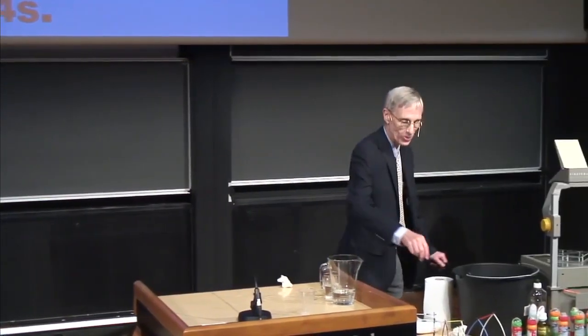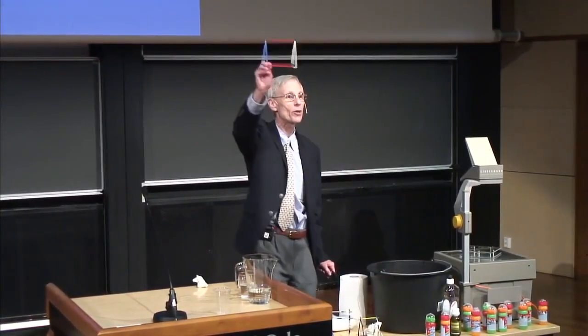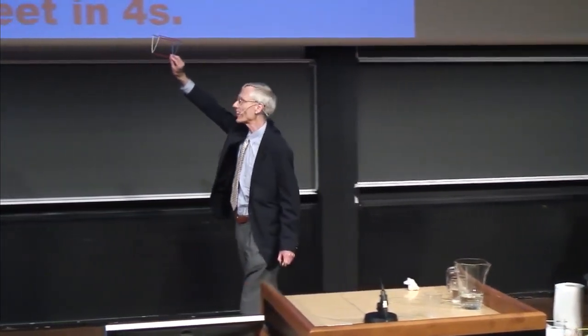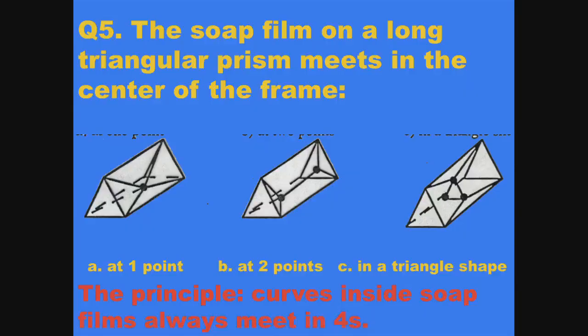Next question is for this long triangular prism. So again, there are 3 choices here: point, 2 points, or triangle. But I want to help you a little. Remember the principle. Curves always meet in fours. So the first one looks like it's not fours. It looks like all 6 are meeting at the center. But the other 2 look like 4, right?